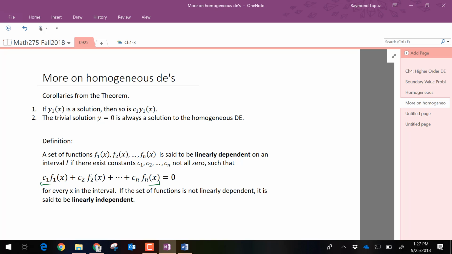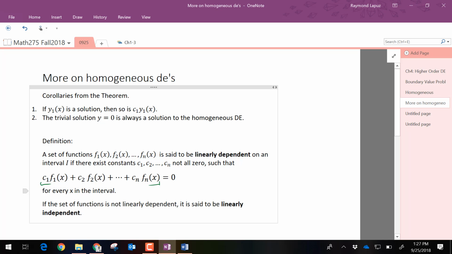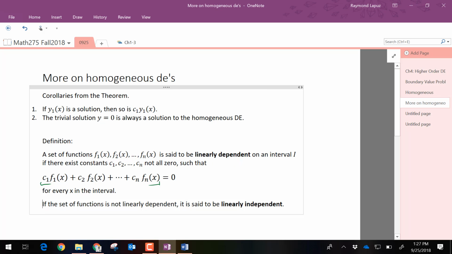Now, if the only way this thing equals 0 is if each of C1, C2, C3, all the way up to Cn are equal to 0, then it's called linearly independent. That's usually how it's defined first, before the dependent, but for some reason they did dependent first. Well, I think the idea of free variables would be a little different to deal with here, because in this particular definition, we're not dealing with matrices.